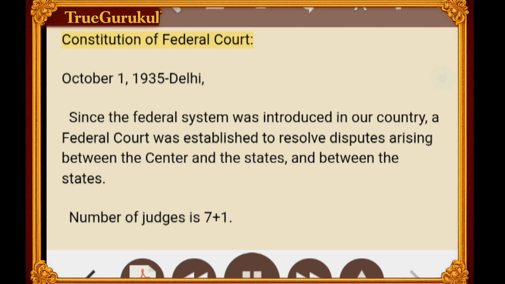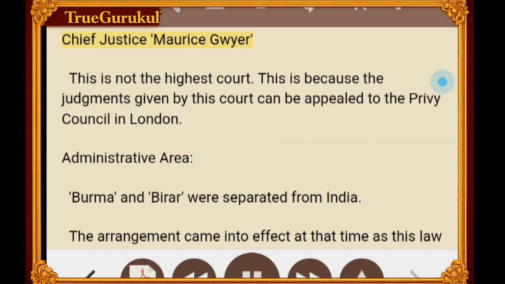Constitution of Federal Court. October 1, 1935, Delhi. Since the federal system was introduced in our country, a federal court was established to resolve disputes arising between the centre and the states, and between the states. Number of judges is 7+1. Chief Justice, Maurice Gwyer. This is not the highest court. This is because the judgments given by this court can be appealed to the Privy Council in London.